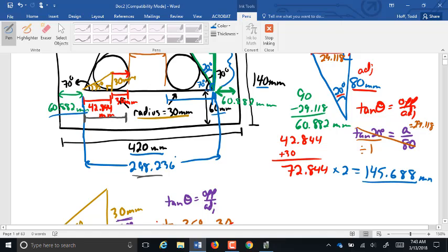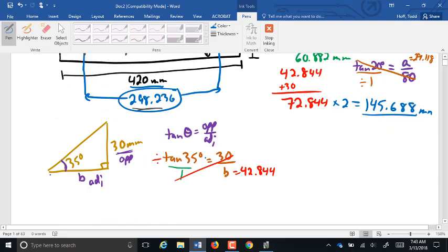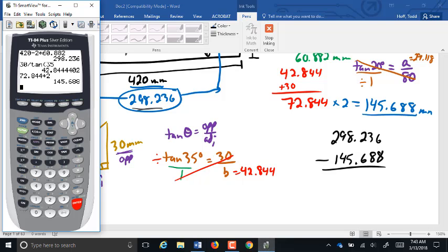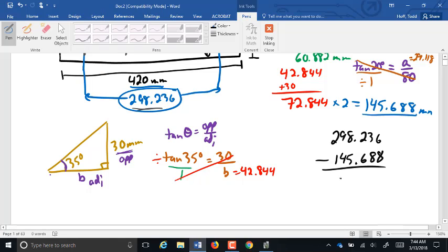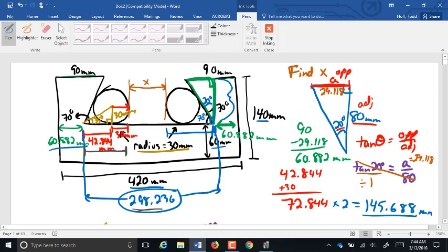That has to be subtracted from the 298.236 to give us 152.548. So that's the distance, 152.548. I'm going to report it as 152.55 millimeters.